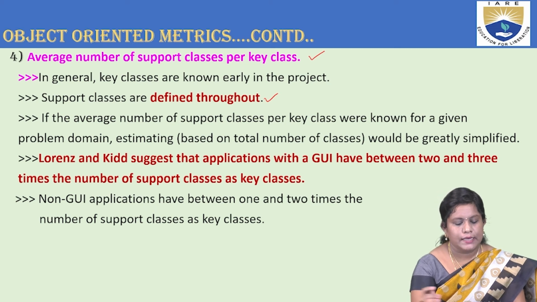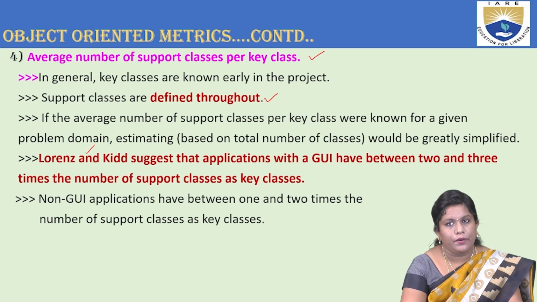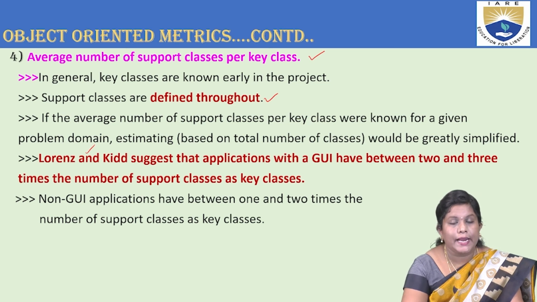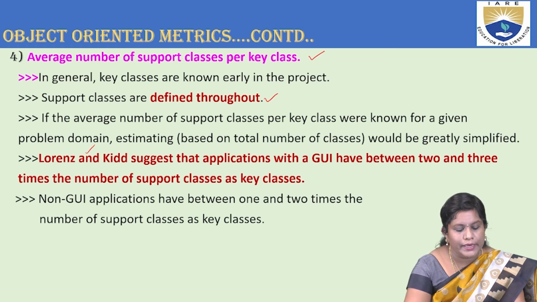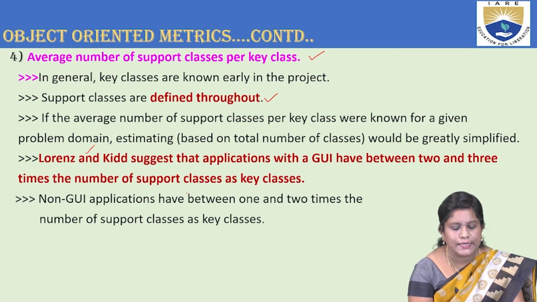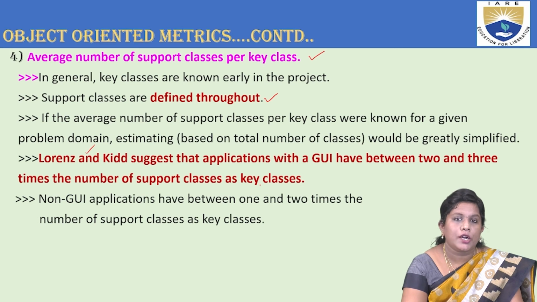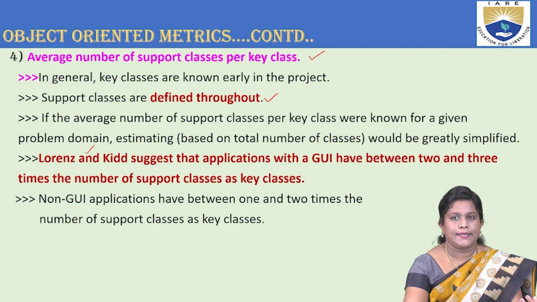For this, the person named Lawrence and Kidd has suggested something. What has he suggested? That applications with a GUI have between 2 or 3 times the number of support classes as key classes. So in short, on average, you can have 2 to 3 support classes for a single key class.